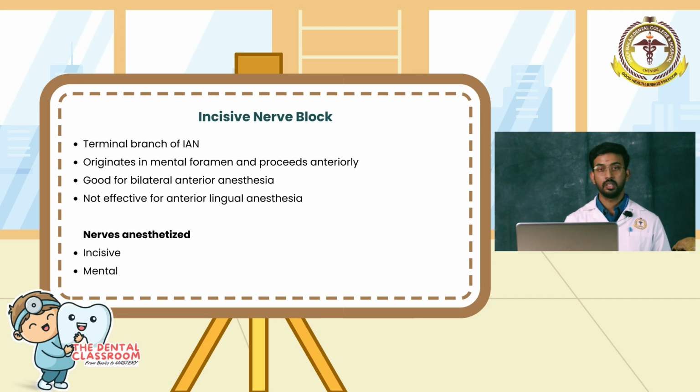Moving on to the next nerve block, which is the incisive nerve block. This is very closely associated with the mental nerve block, with very minimal difference. Again, it is a terminal branch of the inferior alveolar nerve, continuing within the mandibular canal after giving out the mental nerve branch. It originates in the mental foramen region and proceeds anteriorly. This incisive nerve block is good for bilateral anterior anesthesia, but not effective for anterior lingual anesthesia.